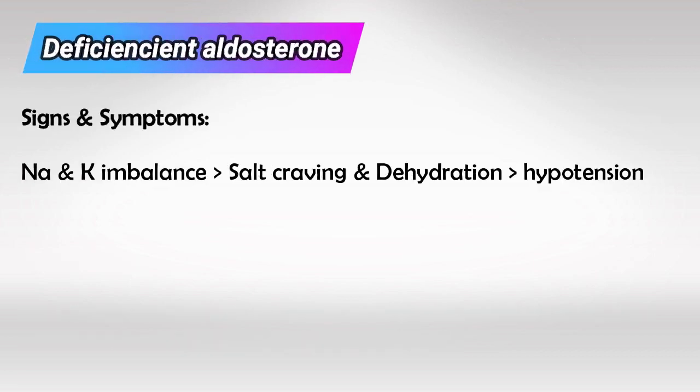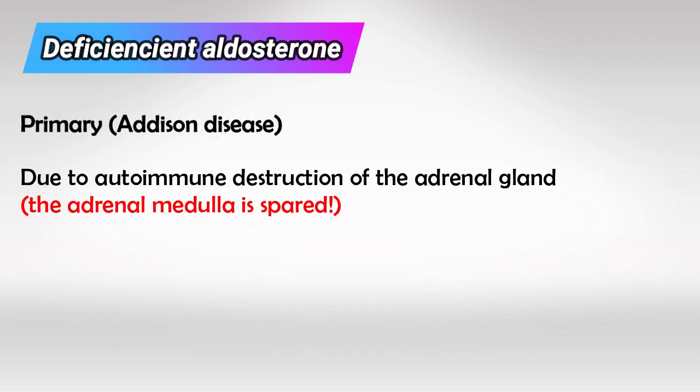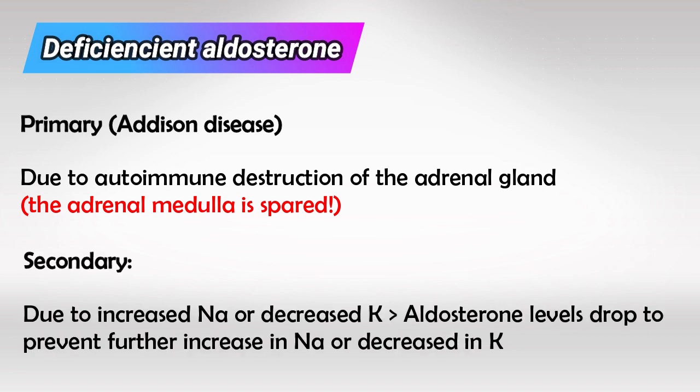Deficient aldosterone levels result in salt wasting and increased potassium in the blood. Patients will have salt craving and dehydration, and they will eventually develop hypotension. So in labs of hypoaldosteronism, look for decreased sodium levels and increased potassium levels. And again, the causes of hypoaldosteronism can either be primary or secondary. Primary refers to problems in the adrenal gland, and we call this Addison disease, which is caused by bilateral destruction of the adrenal glands due to autoimmune diseases. And secondary can be caused by electrolyte disturbance.